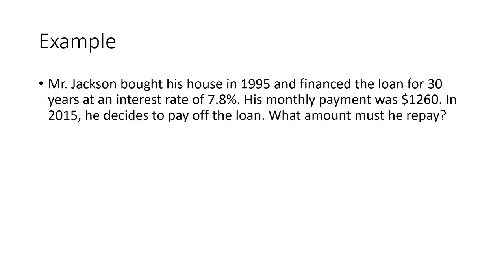For example, Mr. Jackson bought his house in 1995 and financed the loan for 30 years at an interest rate of 7.8%. His monthly payment was $1,260. So he got a 30-year mortgage for a house. In 2015, he decides to pay off the loan. So 20 years after getting the mortgage, he's made payments for 20 years on his 30-year mortgage. He is going to pay off the loan. What amount must he repay?